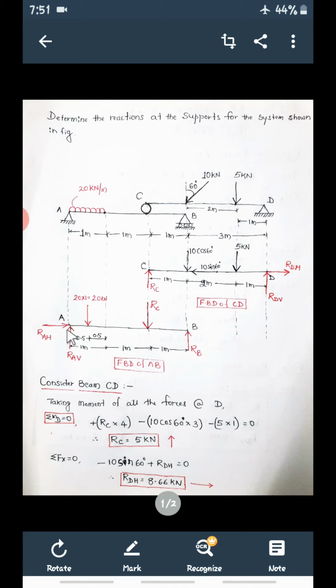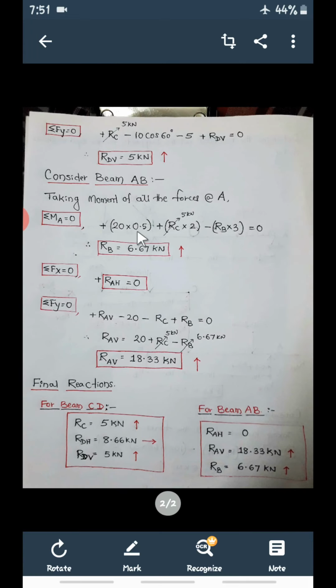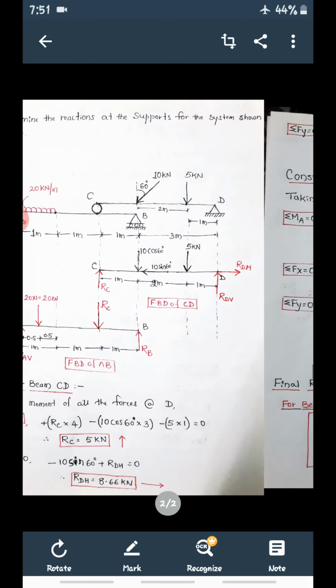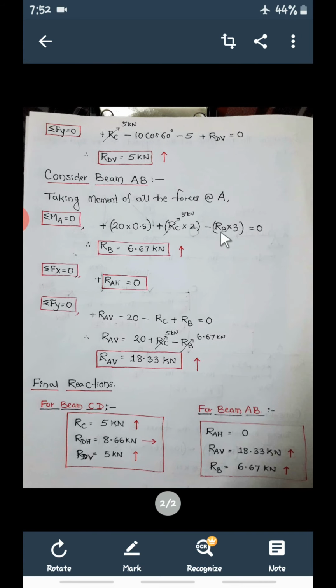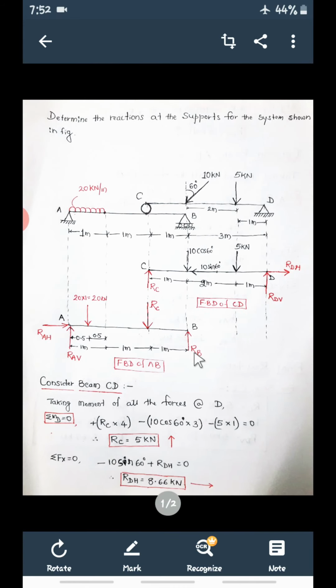What is the moment of the 20 kilonewton force about A? The perpendicular distance is 0.5, and with reference to A this produces a clockwise moment, so plus 20 into 0.5. Next, the moment of RC about A is RC into the distance, 1 plus 1, which is 2 meters. This again produces a clockwise moment, so plus RC into 2. Now RB: what is the moment of RB into its perpendicular distance?